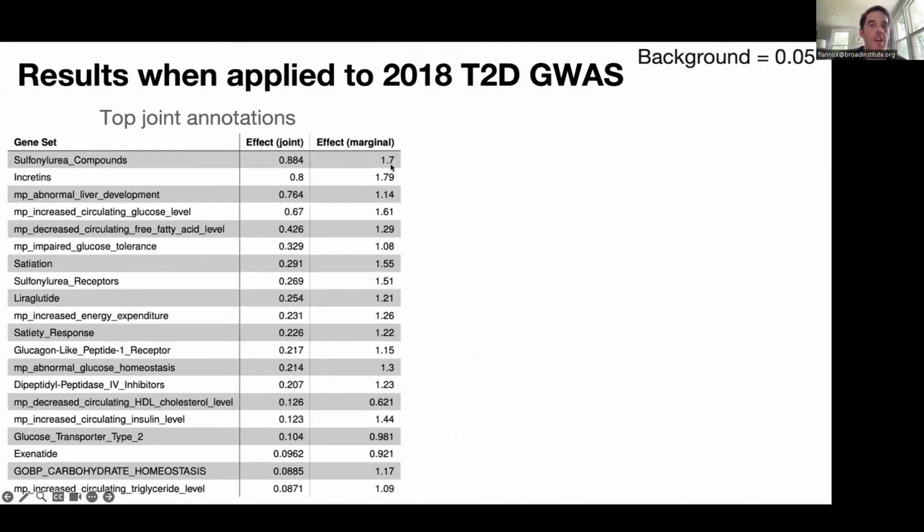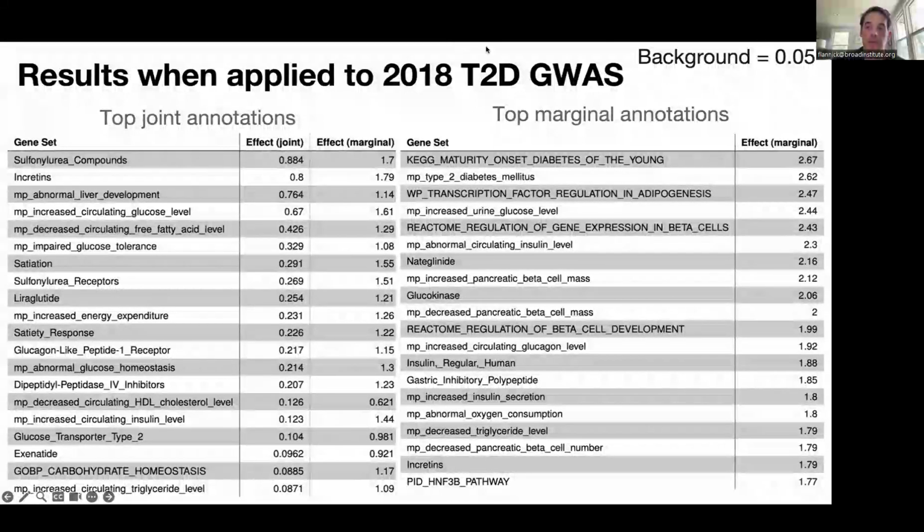Okay. So in addition to estimating these gene scores, you also get the gene set annotations. One key thing here is that these annotations are fit jointly. These are the effect of the gene set accounting for all other gene sets. I'm showing here a ranking of the top ones for diabetes, and these can be quite different from the top marginal effects. That's the effect of the gene set in isolation.